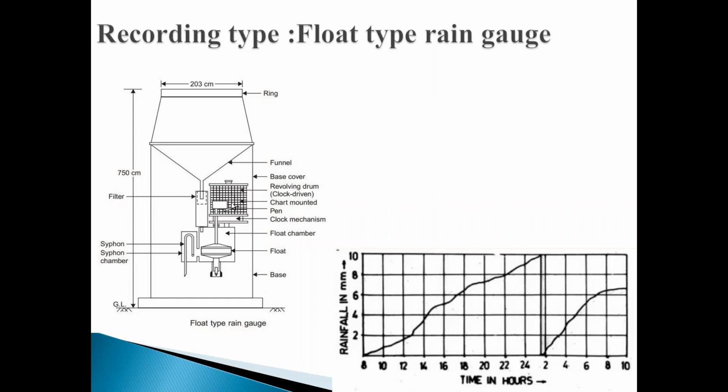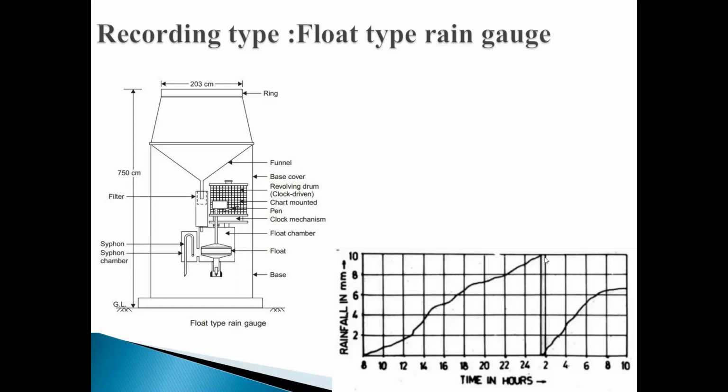So it is a self-recording type of rain gauge. Now here you have a chart which is wrapped around this drum, and it is a clock-driven drum, and it takes 24 hours to complete one rotation, and it requires rewinding once in a week. Whenever water enters here and gets filtered and enters the float chamber, it makes the float move. At the top, a pen or a pencil is attached, so it marks whatever rainfall has taken place in a particular time.